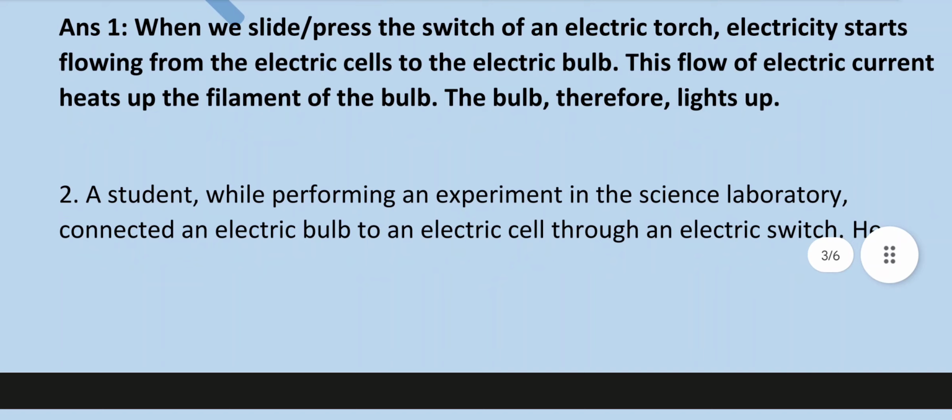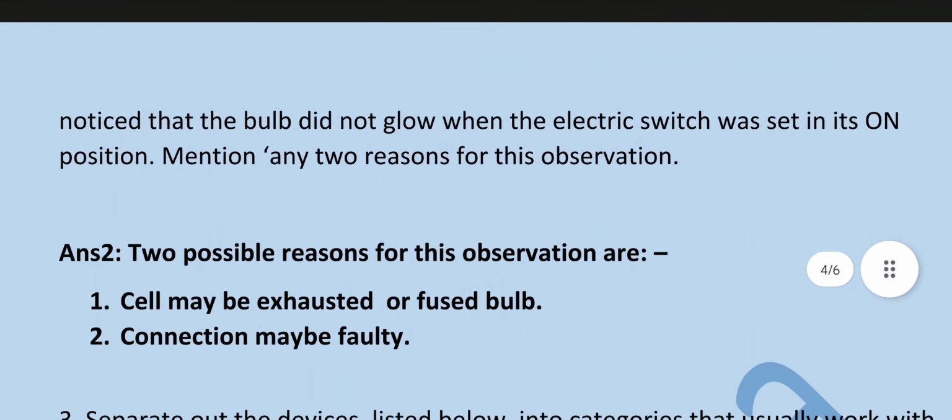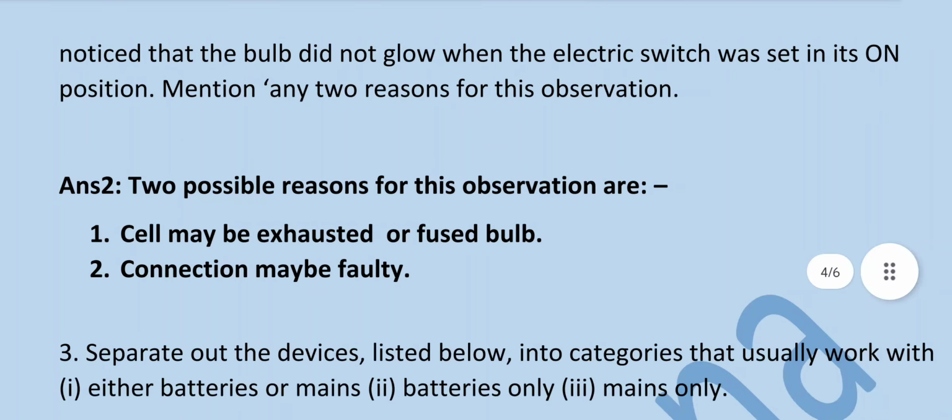A student, while performing an experiment in the science laboratory, connected an electric bulb to an electric cell through an electric switch. He noticed that the bulb did not glow when the electric switch was set in its on position. Mention any two reasons for this observation. The two possible reasons for this observation are: the cell may be exhausted or the bulb may be fused. The connection may be faulty, that is, the wire may be faulty.